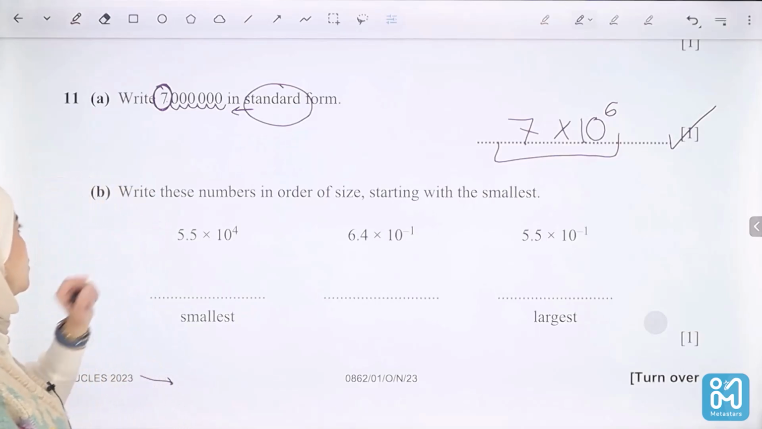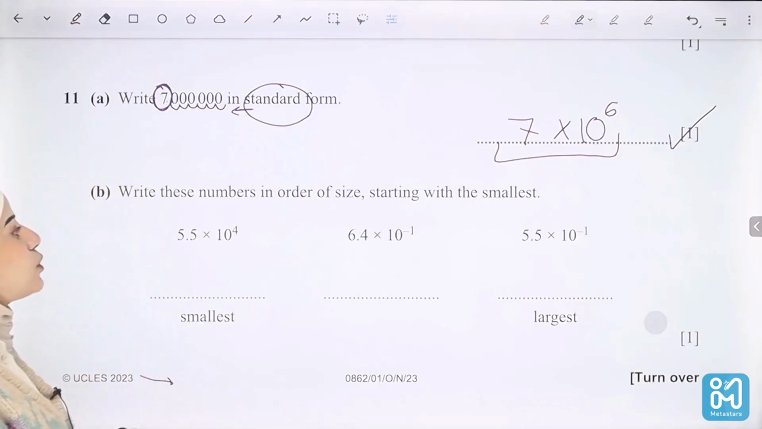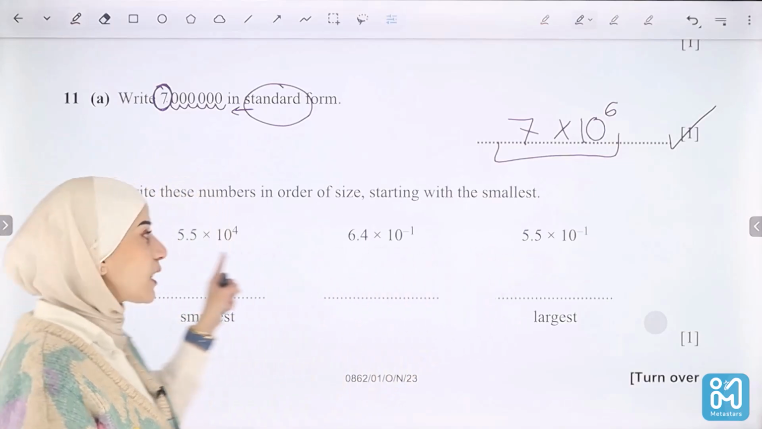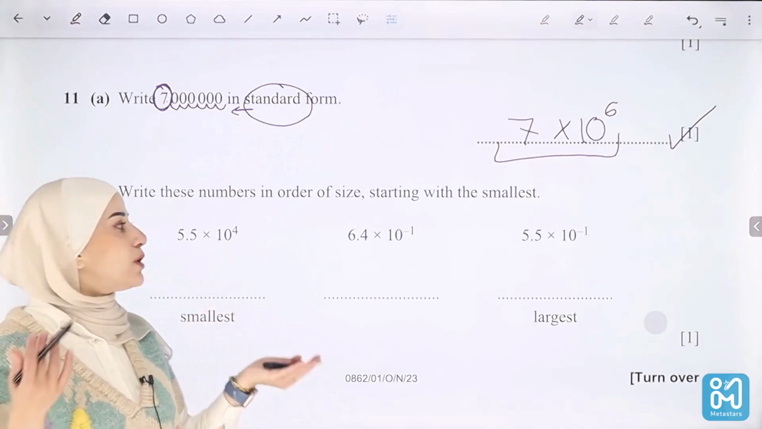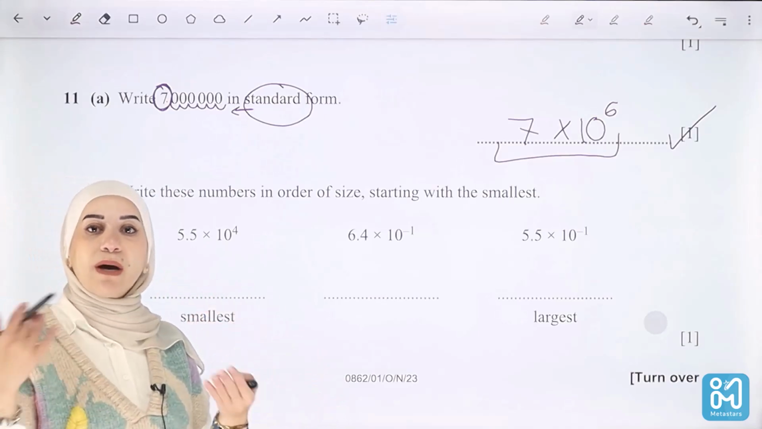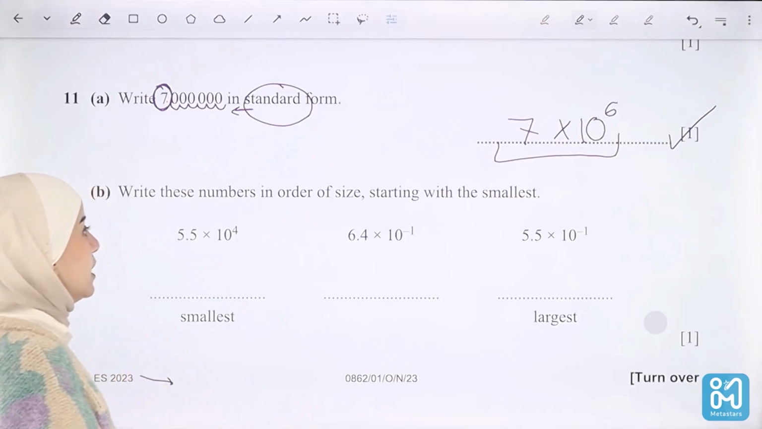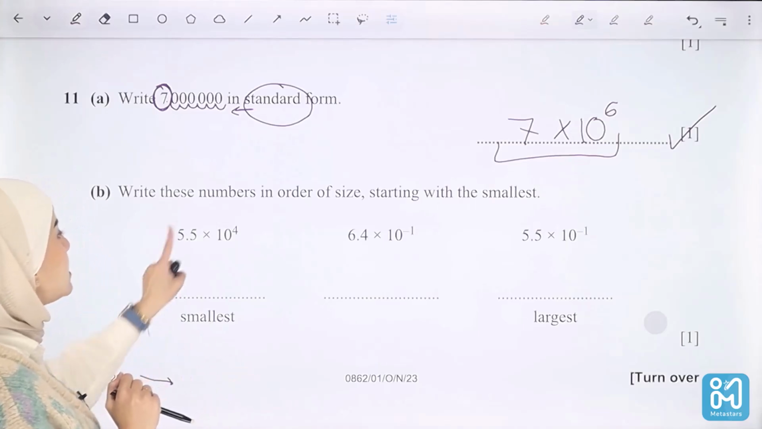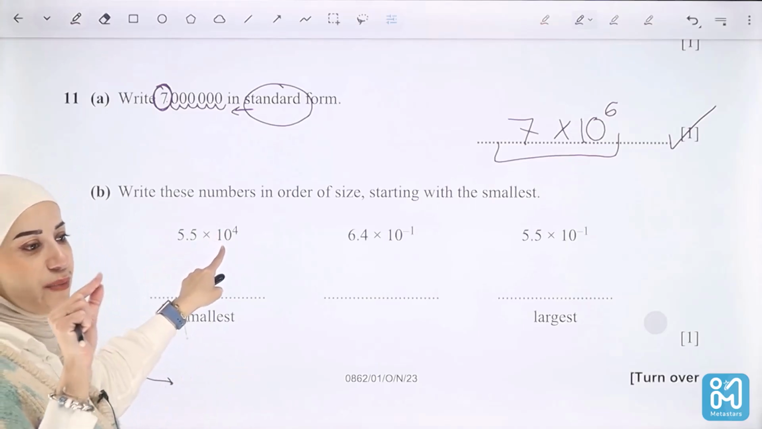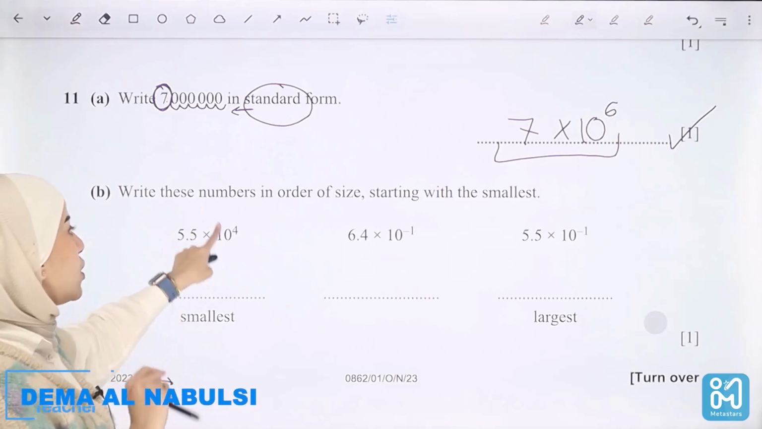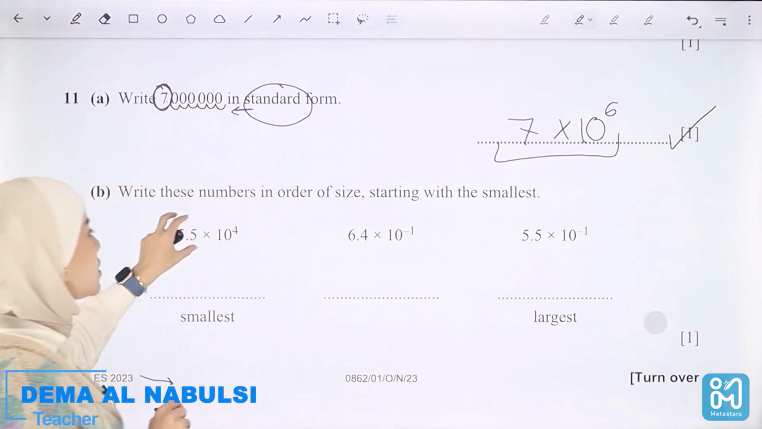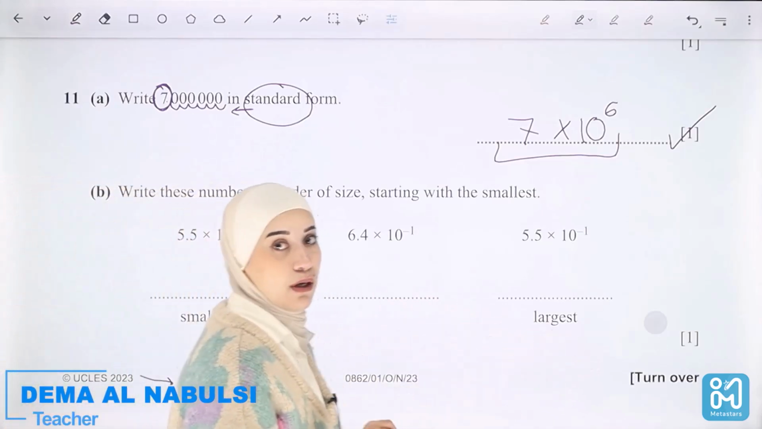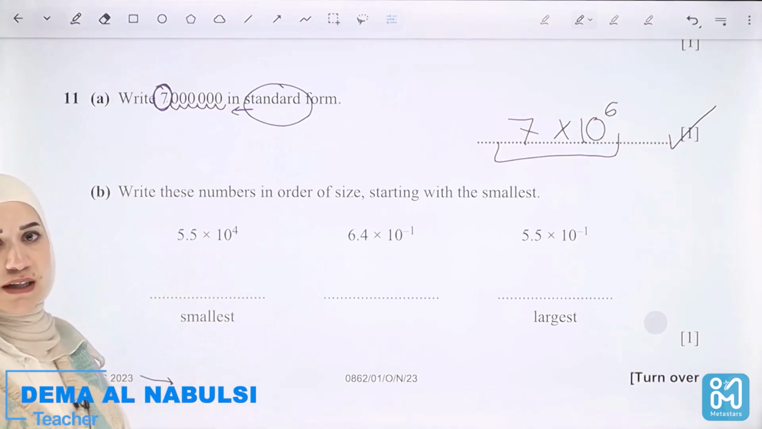Now let's move on to B. Write these numbers in order of size, starting with the smallest. As you can see, we have here numbers with decimals multiplied by a positive or negative power of 10. Take a look. I have here negative. Be clever. Take a look first at the power of 10, the indices. We have here positive, negative. So definitely this one is the greatest, the largest. So I'm going to write it as it is here. If you want to be sure and find its value, it's up to you.